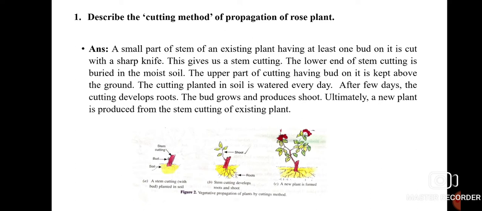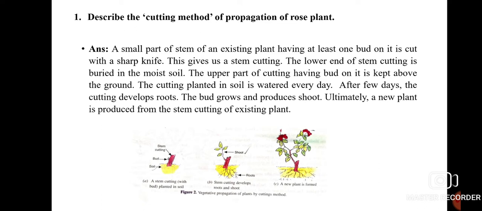As you all know, this cutting method belongs to vegetative propagation, which is a type of asexual reproduction in plants. Asexual reproduction does not involve any gamete, that is, neither the male gamete nor the female gamete. So let's see how this cutting method of propagation is done in the case of a rose plant.